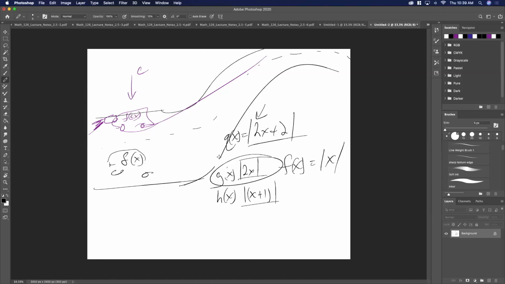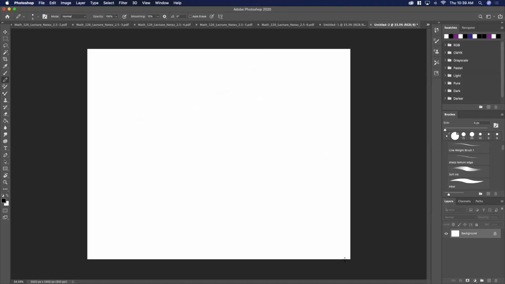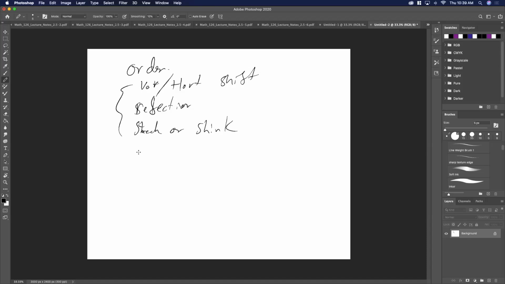So let me just write something real quick. The order in which you do stuff is vertical and horizontal shift. That's the order. And then you do the reflections. And then it goes to the stretching or shrinking. So this is the order in which you perform these operations.